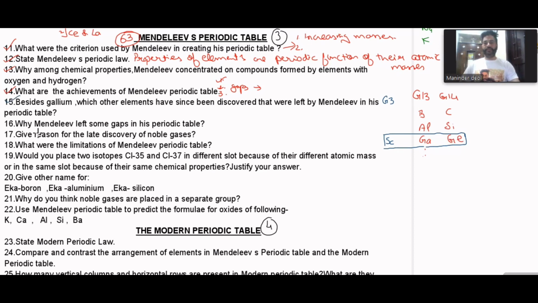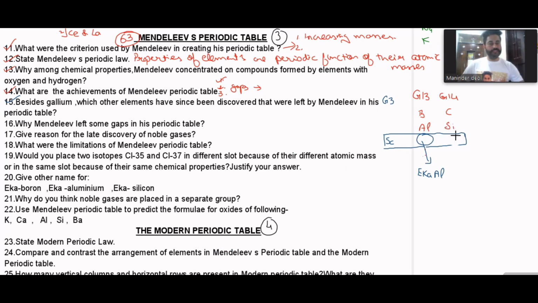Okay, 15th. Now he also named these elements which were discovered later. Suppose gallium was discovered later, so he left some empty space for gallium. So what will be its name? This gap was given a name by prefixing eka to the element prior to this gap. Prior to this gap is aluminium, so what will be the name of this gap? Eka aluminium. Okay, so now what is the name given to germanium?